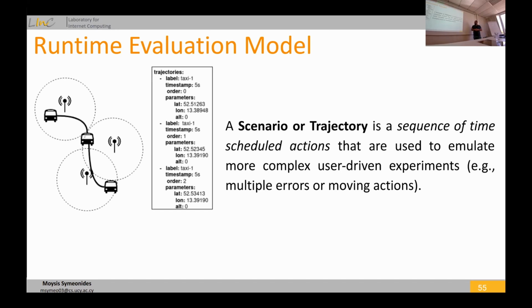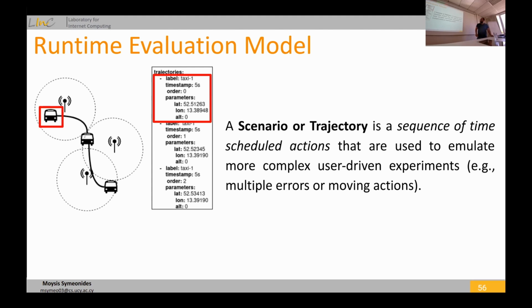Except from the ad hoc introduction of actions, users can also introduce scenarios, and a scenario is a sequence of time-scheduled actions that Fogify will execute to emulate more complex user-driven experiments.